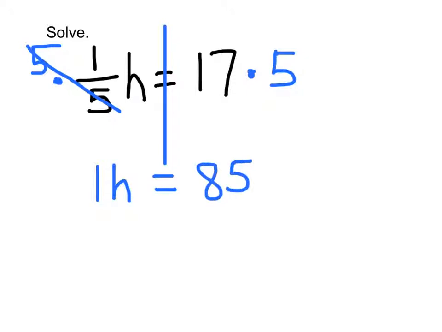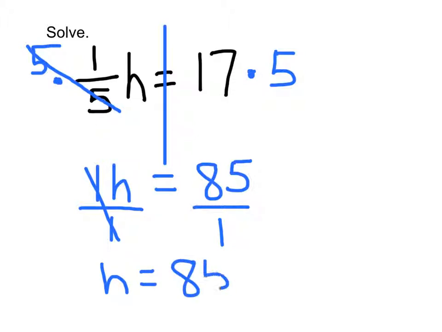Now, to get this h alone, just like before, I'm going to divide by 1, and I get h equals 85. So our solution to this equation is h equals 85.